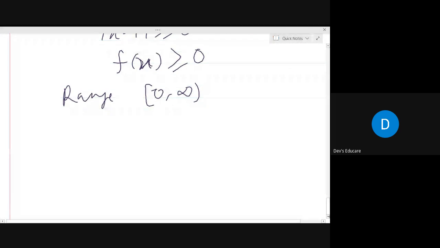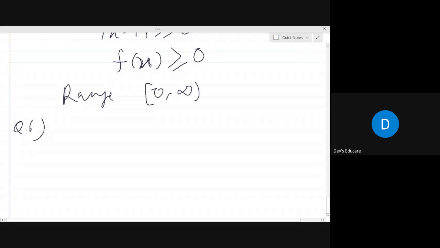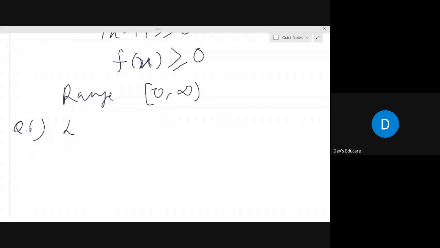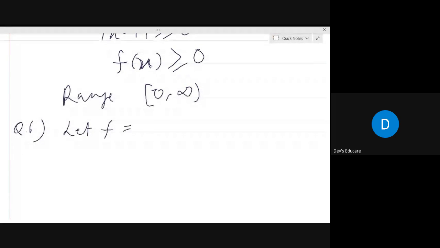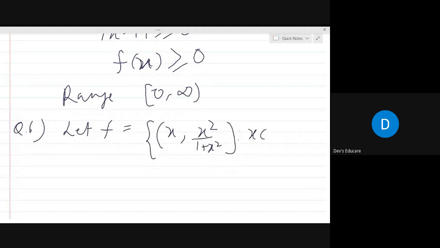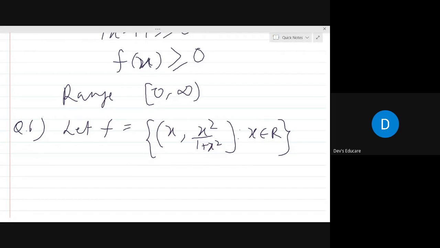Question number 6. Let f = {(x, x²/(1 + x²)) such that x belongs to R} be a function from R into R, determine the range of f.